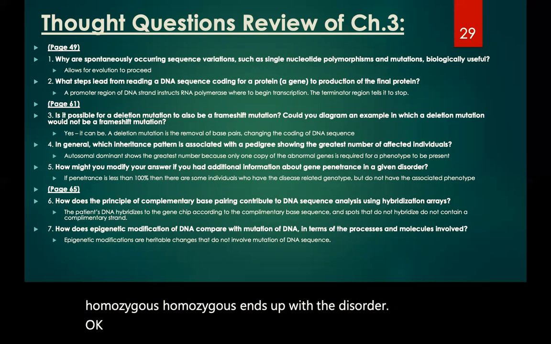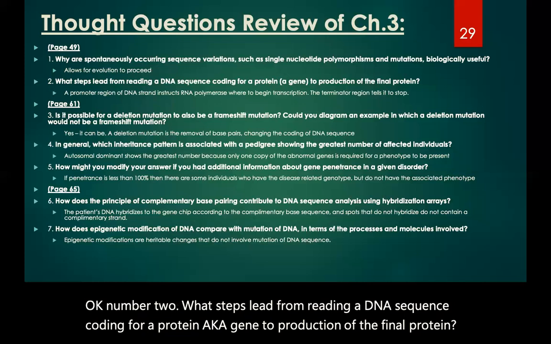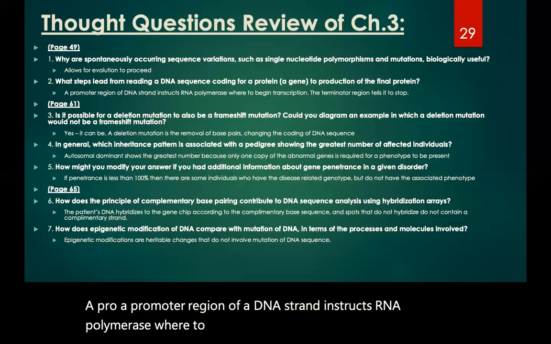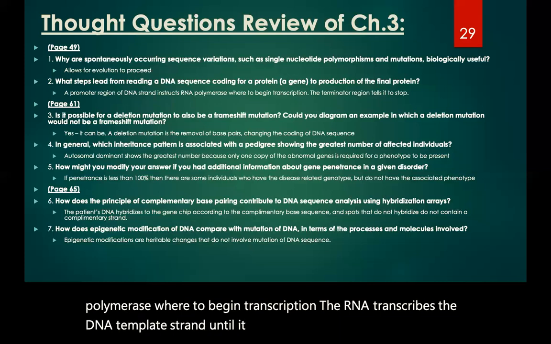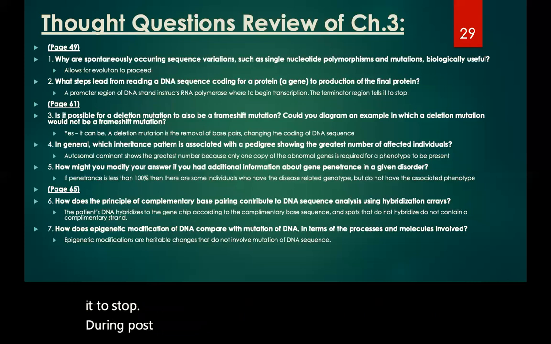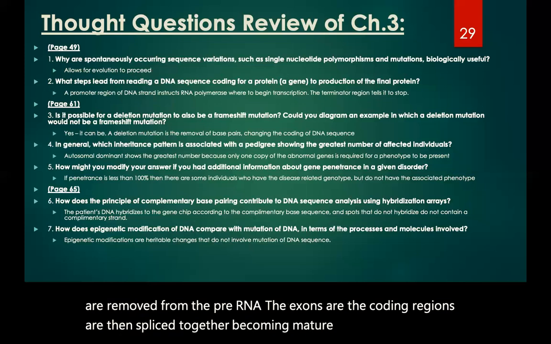Okay, number 2. What steps lead from reading a DNA sequence coding for a protein, aka a gene, to production of the final protein? A promoter region of a DNA strand instructs RNA polymerase where to begin transcription. The RNA polymerase transcribes the DNA template strand until it reaches the terminator region, which tells it to stop. During post-transcriptional processing, introns, the non-coding regions, are removed from the pre-RNA. The exons, or the coding regions, are then spliced together, becoming mature RNA used for translation.